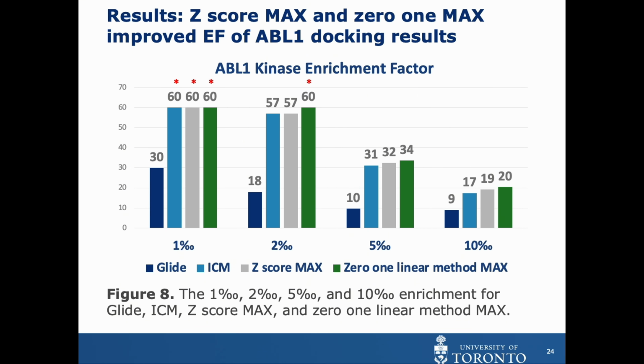Figure 8 shows the enrichment factors for GLIDE, ICM, and metrics with improved values. Note that values marked with an asterisk represent the maximum possible enrichment factor for the dataset. The results show that both the Z-score maximum and 0-1 linear method maximum achieved notable improvements in enrichment factors.